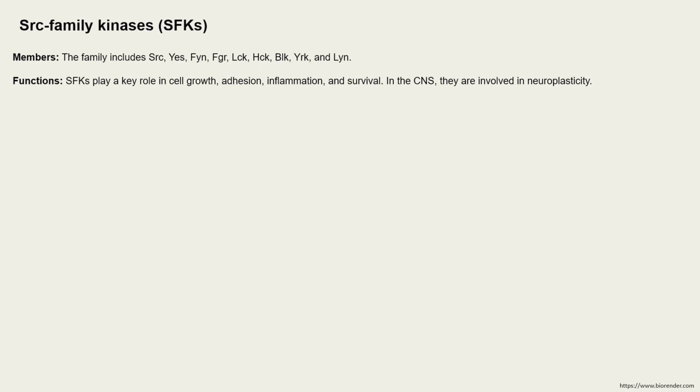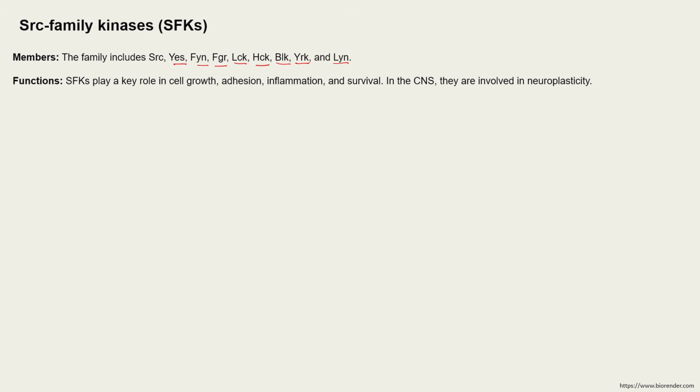So we need to understand how these kinases behave. So let's try to understand these SRC family kinases. As I told earlier, there are 9 members which are reported to date, and these are named by 3 letters such as SRC, YES, FYN, FGR, LCK, HCK, BLK, YRK and LYN.